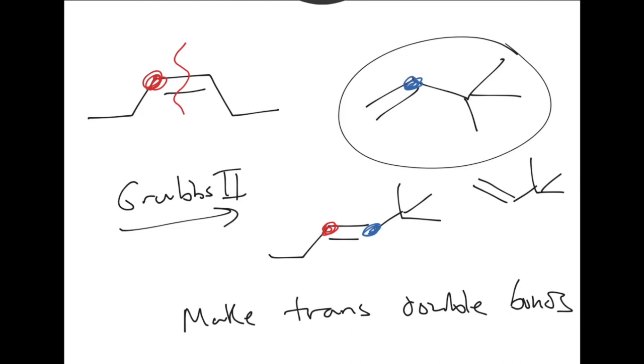But you always want to try to make a trans double bond because Grubbs metathesis wants to make the lowest energy, the most stable double bond it can. And a trans double bond is more stable than a cis double bond, because the two groups are further away. So I should probably write that somewhere.